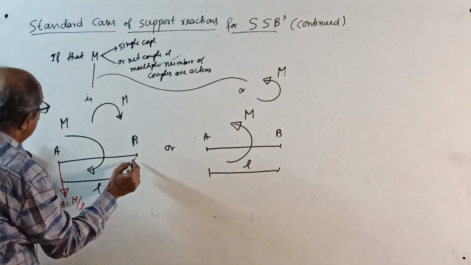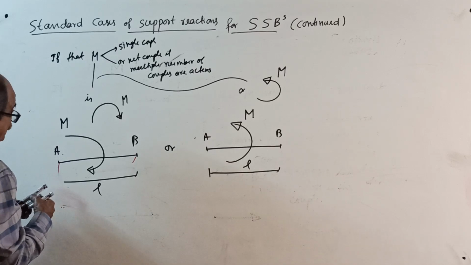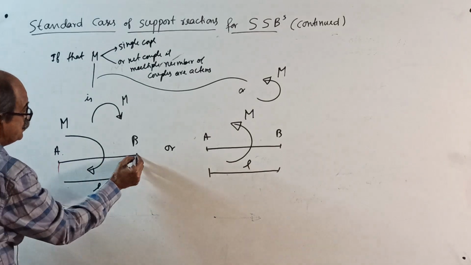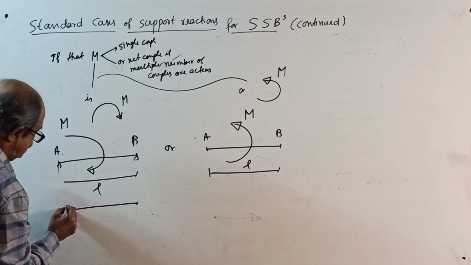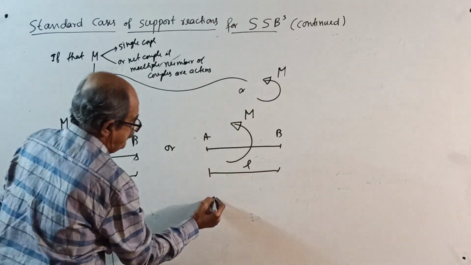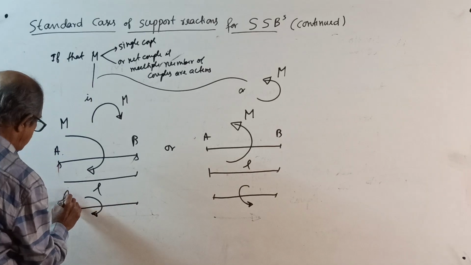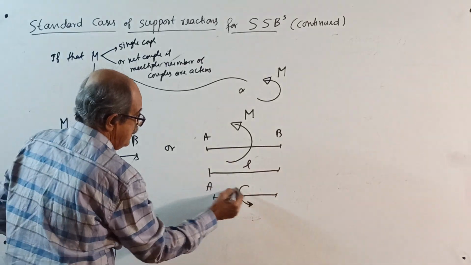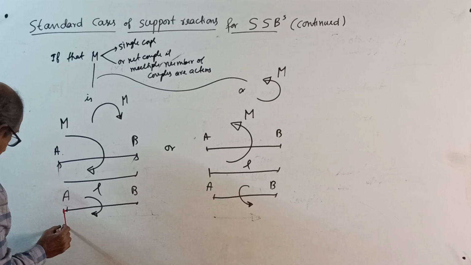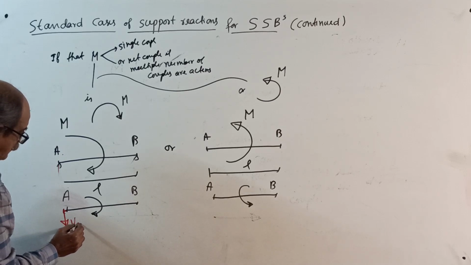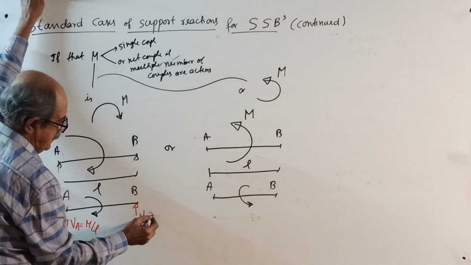I should write the reaction in some other sketch, not the same sketch. First you write only the beam, and below it, the reaction. A, B, A, B. So here, the reaction VA will be down, M by L. Here, reaction VB will be up, M by L.